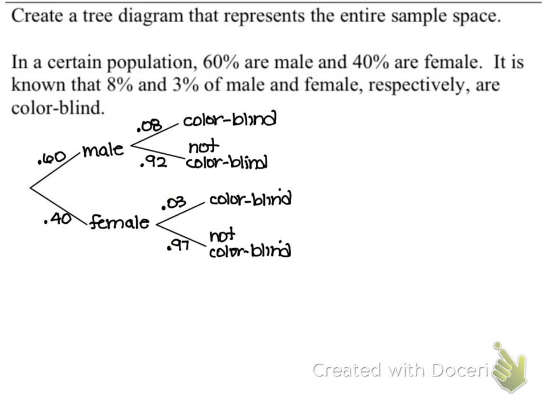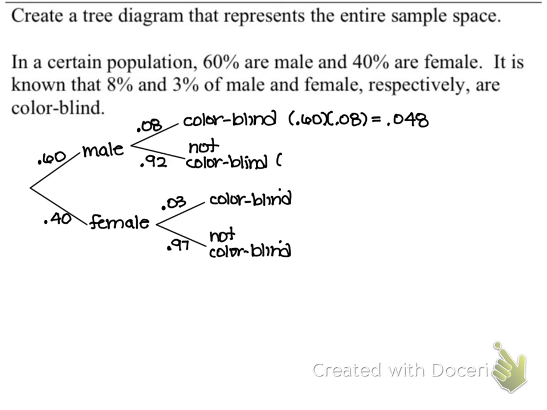Last thing we need to do is actually finish the model itself. Now, much like the area model, where we multiply the dimensions of the box, so the base and the height, in a tree diagram, we multiply down the branches. So if I want to multiply down this first branch, I would be multiplying the 0.60 that I had times the 0.08. If I multiply those together, I should get 0.048.